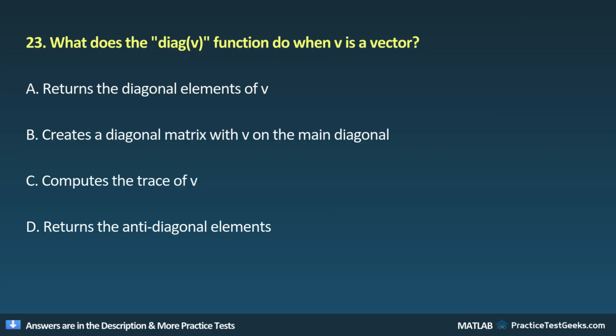23. What does the diag(v) function do when v is a vector? A. Returns the diagonal elements of v. B. Creates a diagonal matrix with v on the main diagonal. C. Computes the trace of v. D. Returns the anti-diagonal elements.